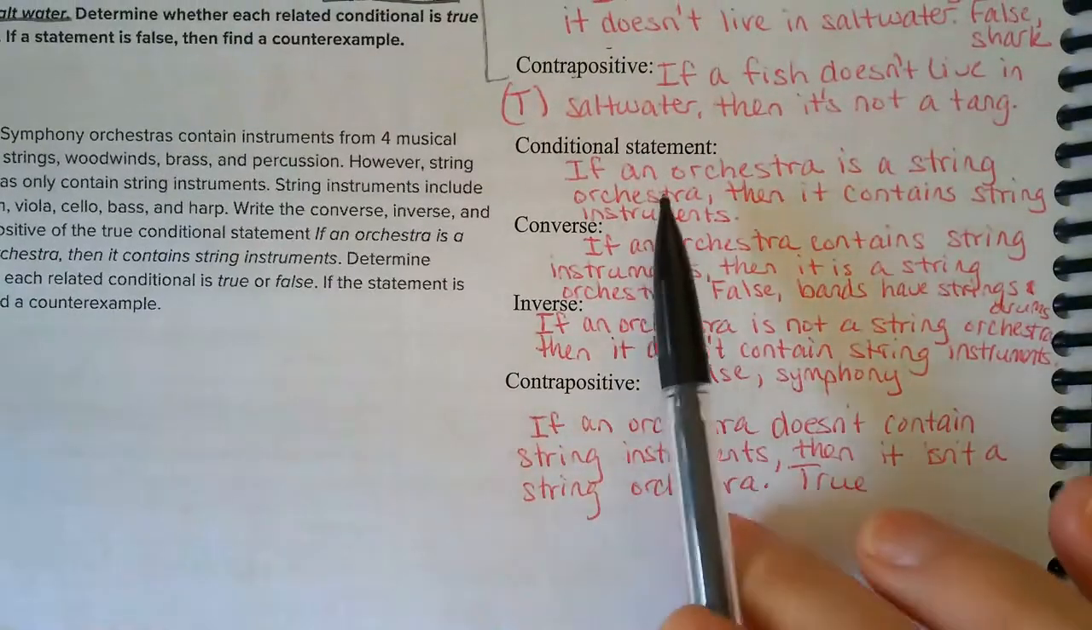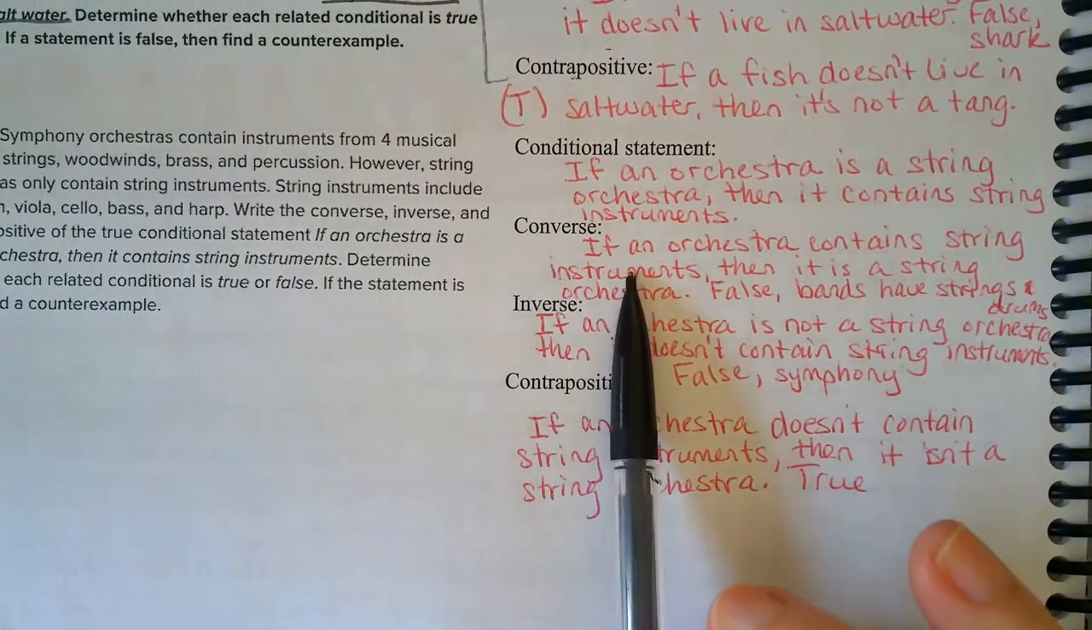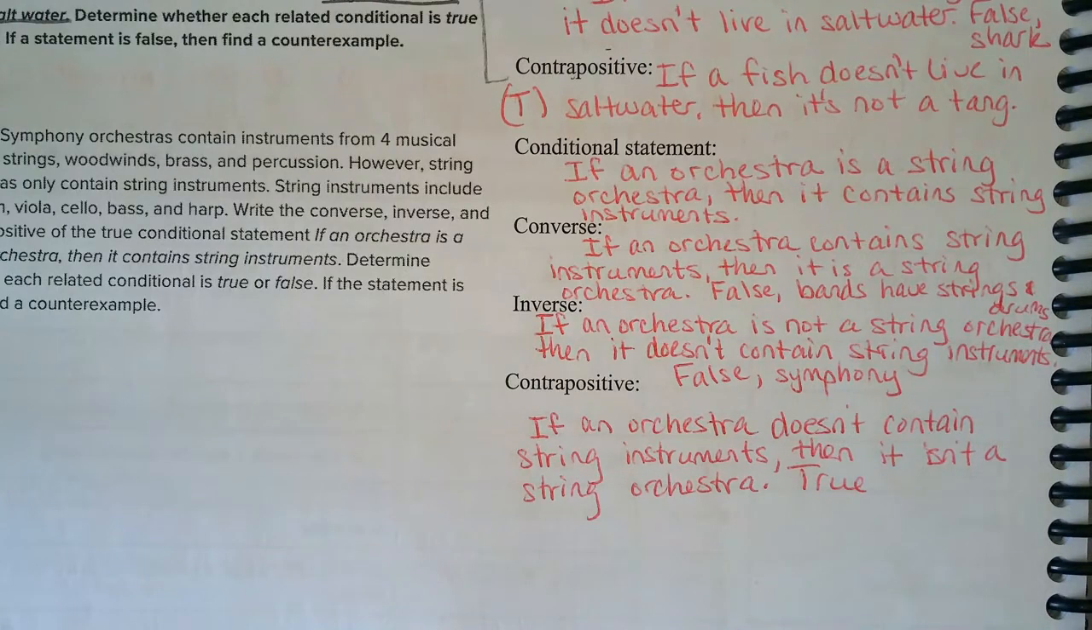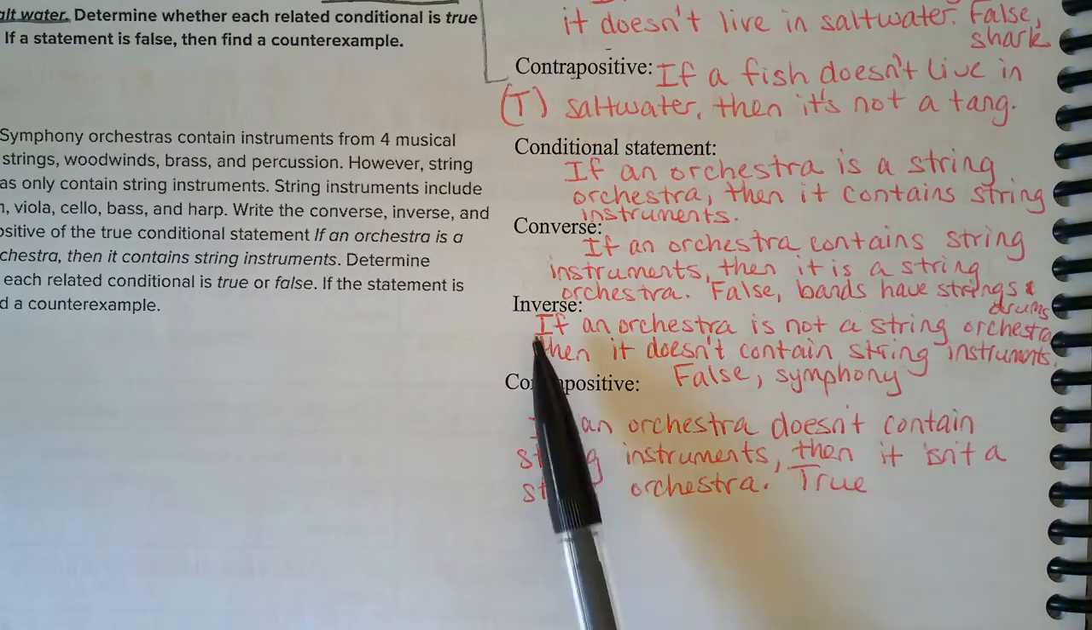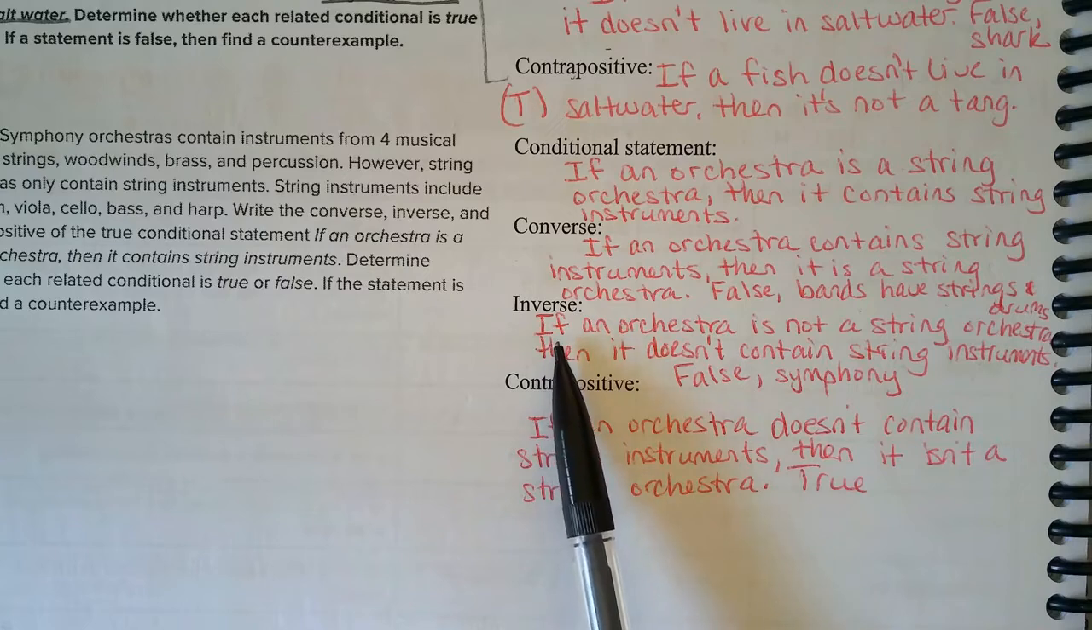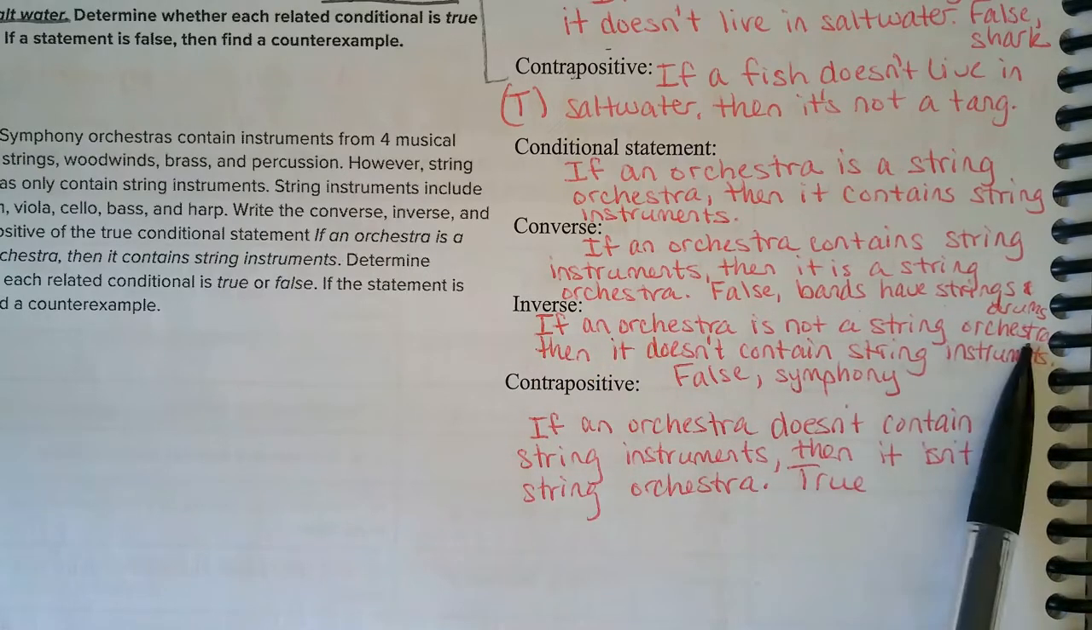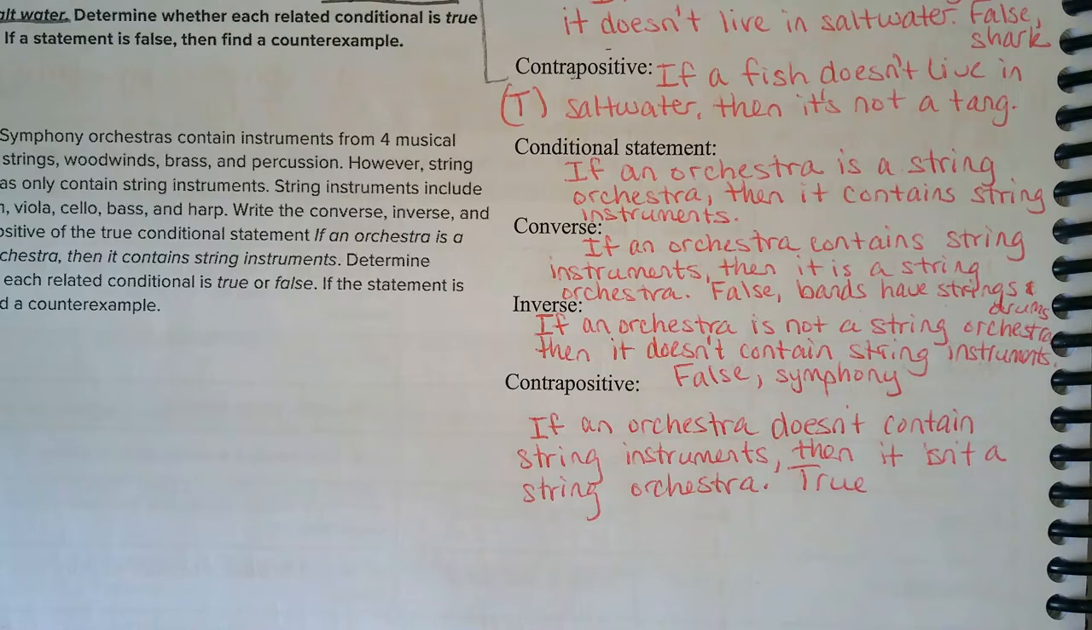So in the check question, they already gave you the conditional statement, so you just had to rewrite it. The converse would be you switching the hypothesis and conclusion. So if an orchestra contains string instruments, then it is a string orchestra. I said false because the bands could also have drums. Inverse is where you negate it. So keep the same order. If an orchestra is not a string orchestra, then it does not contain string instruments. Again, false. If I was in a band, I can have drums inside of there, but I could also have string instruments inside.